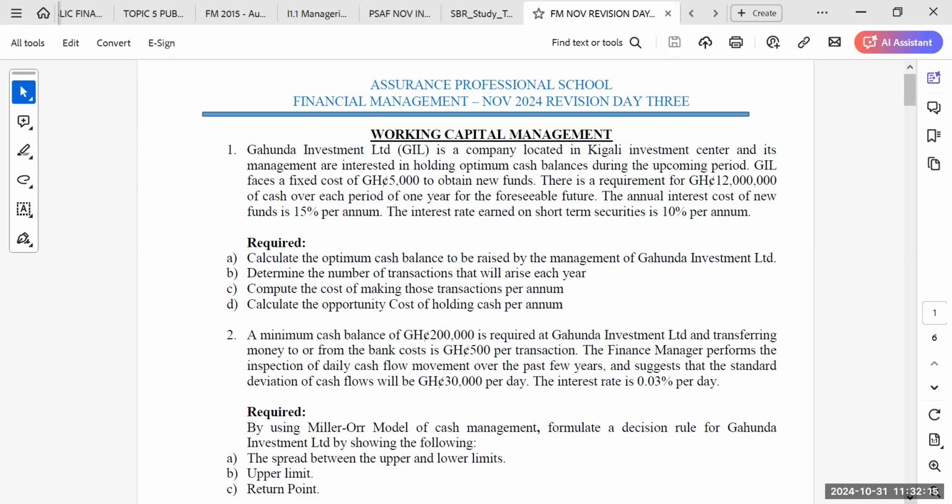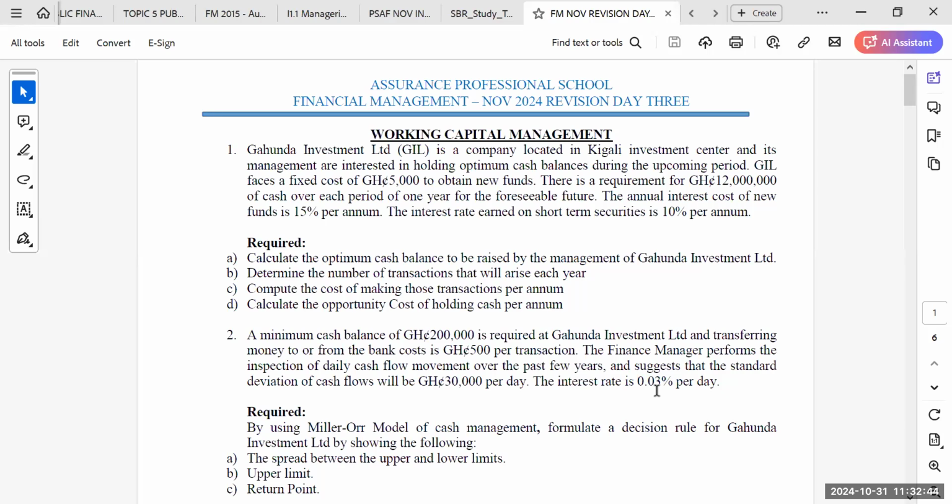Required. A. Calculate the optimum cash balance to be raised under Investments Limited. B. Determine the number of transactions that will arise each year. C. Compute the cost of making those transactions per annum. And then D. Calculate the opportunity cost of holding cash per annum. Okay, thank you. So this is about what? Which method do you think you are going to be using?